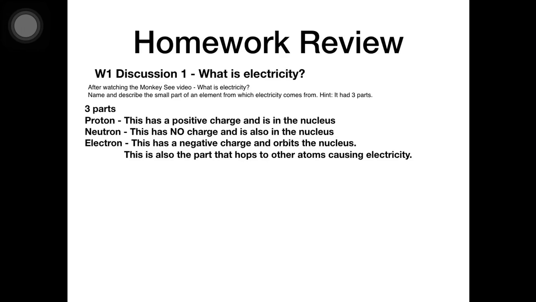But let's review. Proton, this has a positive charge and is in the nucleus. Neutron, this has no charge and is also in the nucleus. Electron, this has a negative charge and orbits the nucleus. This is also the part that hops to other atoms causing electricity. So the most important part of this discussion question was to make sure that you were aware that the hopping electron is what causes electricity.